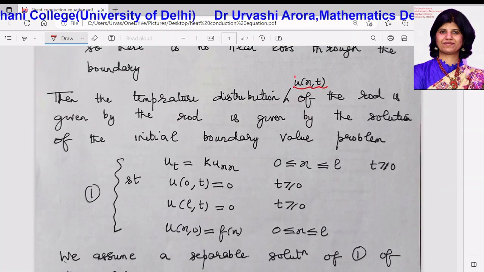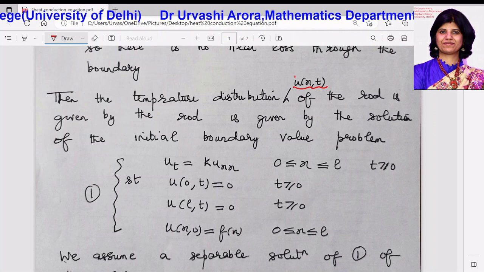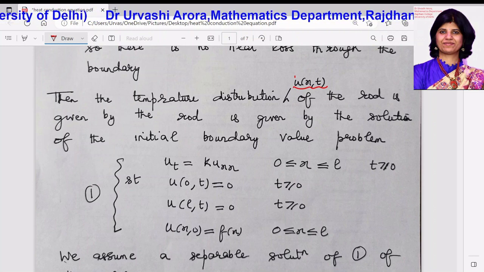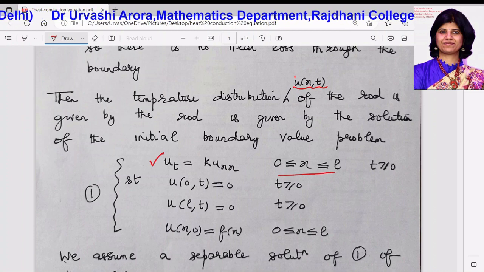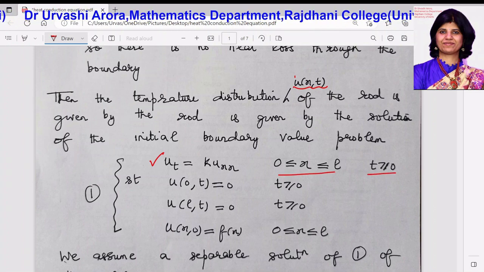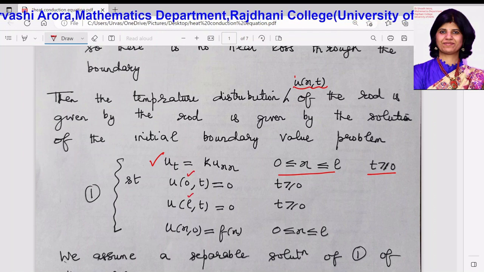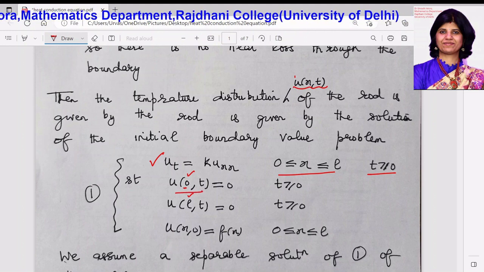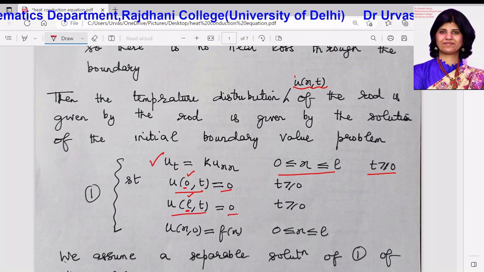So the temperature distribution u(x,t) of the rod is given by u_t. This is the initial boundary value problem that we have corresponding to the heat conduction equation. So u_t is equal to k u_xx, where x lies between 0 and L, and time t is greater than or equal to 0, subject to two boundary conditions. These are boundary conditions because these are conditions on x. So when x is equal to 0, then u(0,t) is equal to 0, and when x is equal to L, then u(L,t) is equal to 0.